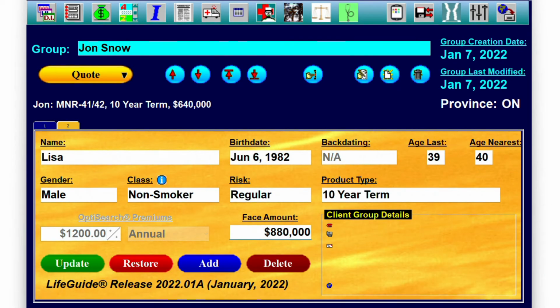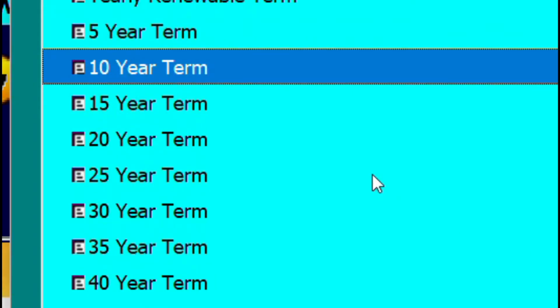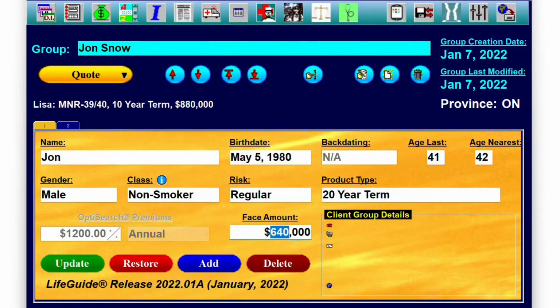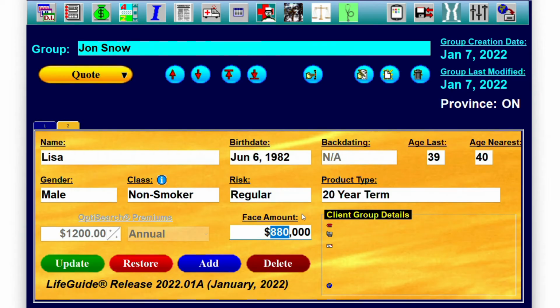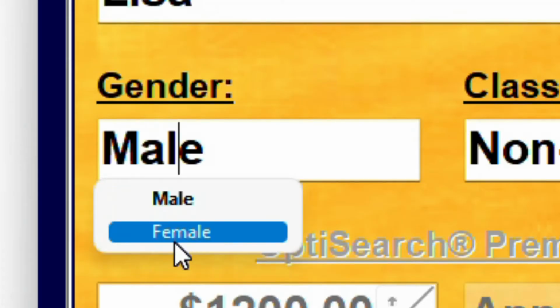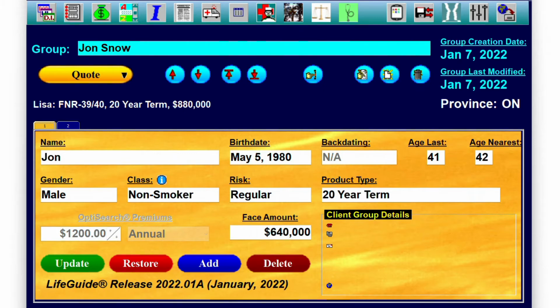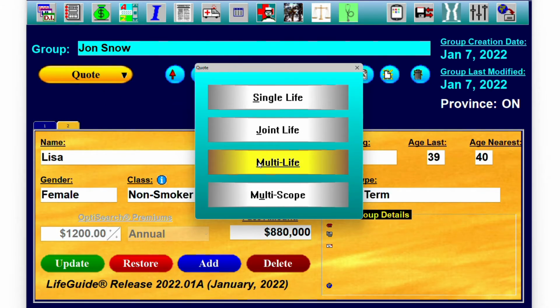And Lisa needed a total of $879,000, so let's just round it to $880,000. Now also because of their mortgage, we determined with John and Lisa that they would need a 20-year term. Okay, so we're gonna get a quote for a 20-year term, and also make sure we put in Lisa as a female, and they're both non-smokers. So now we're gonna proceed to get a quote for that.